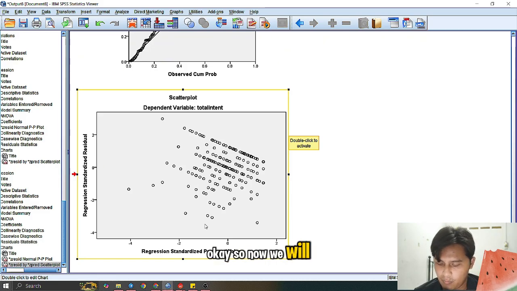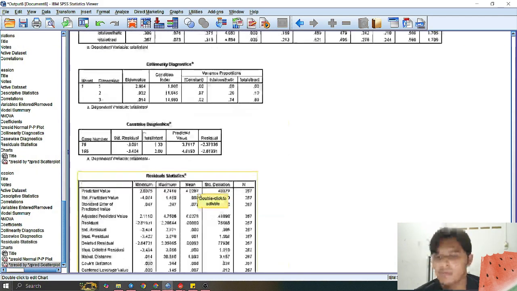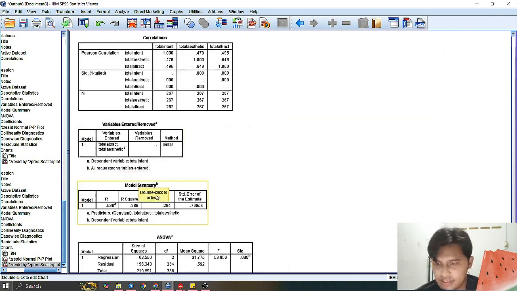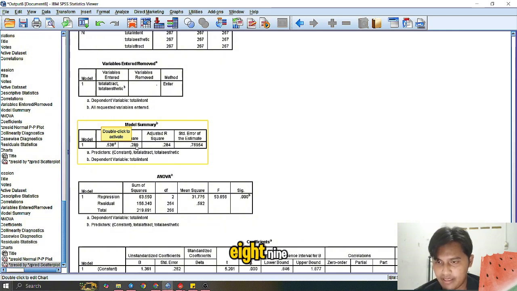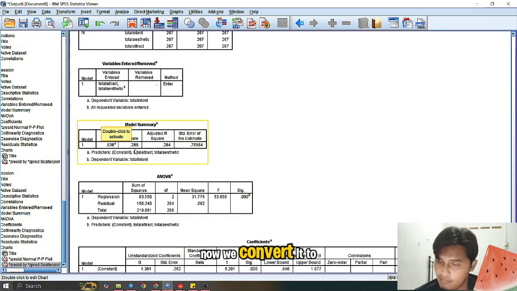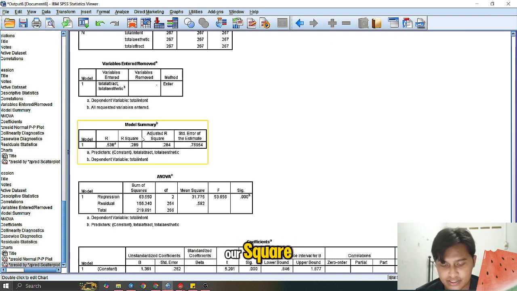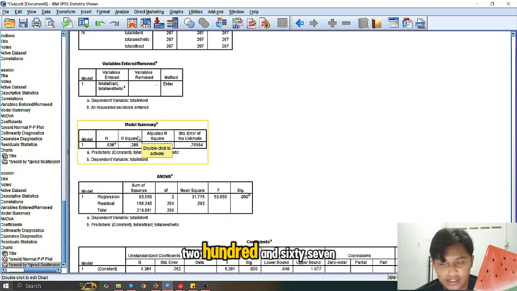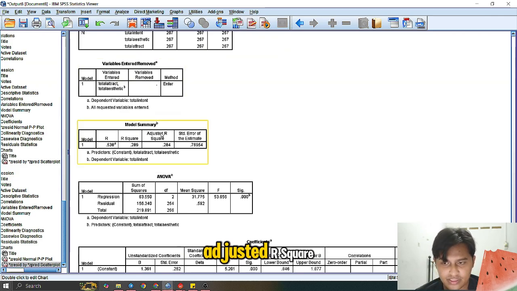Okay, now we want to see how far the IV influences the DV. We go to the model summary. So we look at the R square, which is 0.289. Now we convert it to a percentage by multiplying by 100, so it's equal to 28.9%. It explains that 28.9% of the variance in travel intention. We don't use adjusted R square because our respondents are about 267, which is not less than 100, so it's good to use R square rather than adjusted R square.